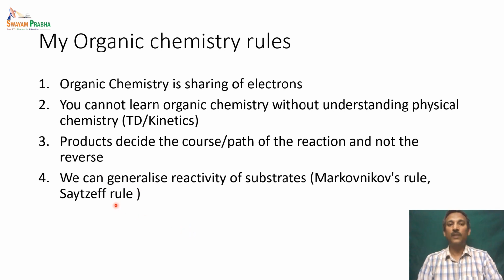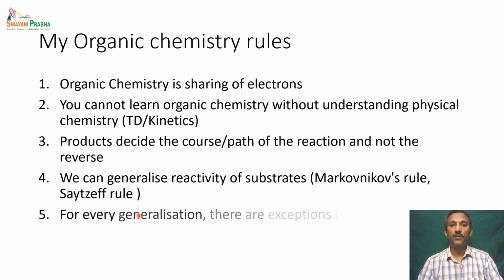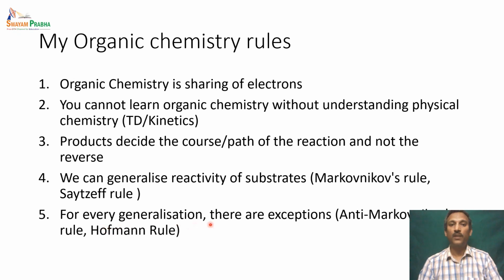And in organic chemistry, we generally have various generalizations. Say, for example, we have Markovnikov rule or Zaitsev rule. So these are all some of the rules which we can generally use to predict the product. But the most important thing is, for every generalization, there are exceptions. In other words, anti-Markovnikov rule is also there. Hofmann rule is also there. Both are exactly opposite of Markovnikov rule and Zaitsev rule respectively. So every organic rule has an exception.